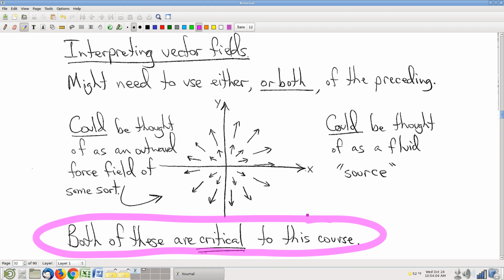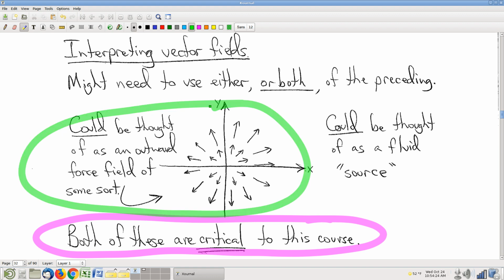You cannot just decide, I prefer to think of vector fields as representing forces, or for me it just makes more sense to think of them as representing flows of fluids. You can't just pick one. Both of these are going to be really important. There are some very important things that we're going to do in this course that will require you to think of a vector field as representing forces. And if you try to make sense out of it in terms of fluids, it's not going to make any sense at all. So it's not optional. You've got to be able to interpret a vector field in some contexts as representing forces.